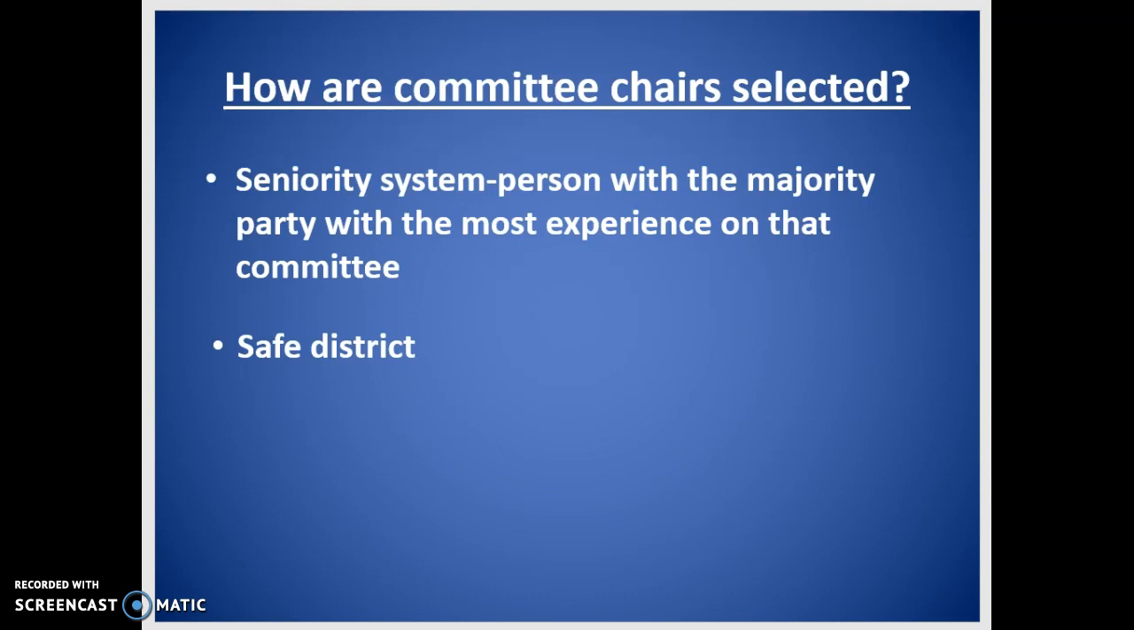It helps to also be from a safe district. A safe district is where there's very little competition for your seat, so you can make decisions that aren't going to affect you when it comes to run for re-election.